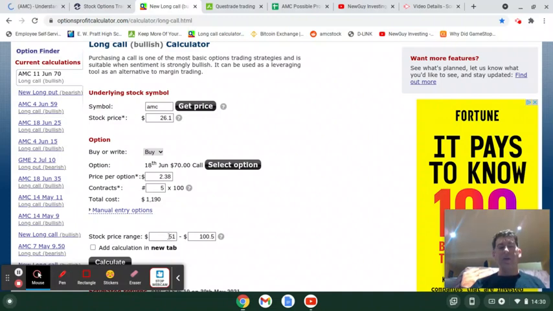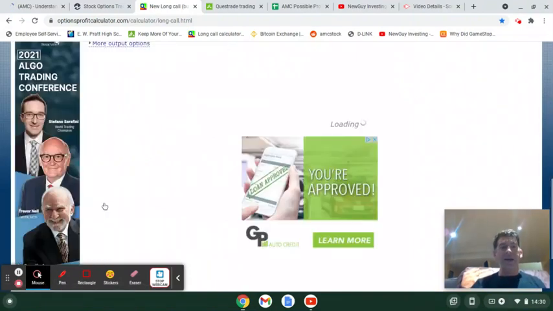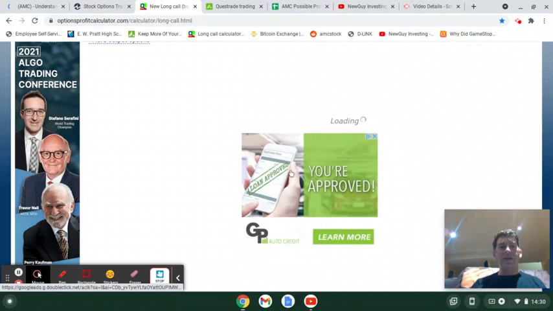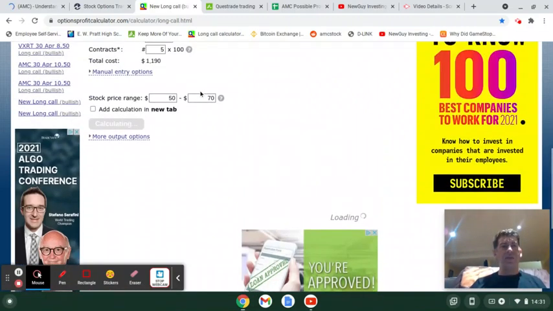You can change that to whatever you want. So I'm just going to put $50, and then I'm going to say it's going to go up to 70, and then I press calculate, and this is where this program is so fantastic. It's going to give me a range of possible profits and possible losses. Now, this is for some reason going super slow today. It's usually really fast.